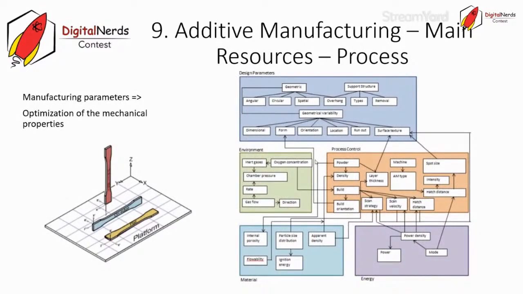Okay. And when we are talking about the processes, we need to think especially about manufacturing parameters. And here, we need to make an optimization in order to obtain and maximize the mechanical properties. And this one is also my main research topic for my thesis.